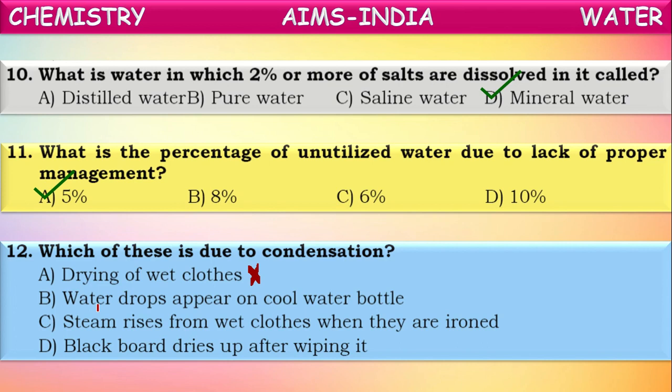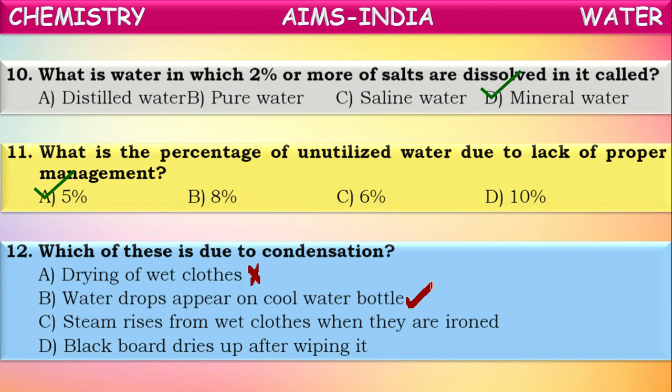See the next one. Water drops appear on a cool water bottle. Yes, this is because of condensation. When you take a water bottle out of the refrigerator, which contains very chilled water, and keep it out on a table for a few minutes, then we can observe droplets of water on the outer surface of that water bottle. Have you ever observed this?